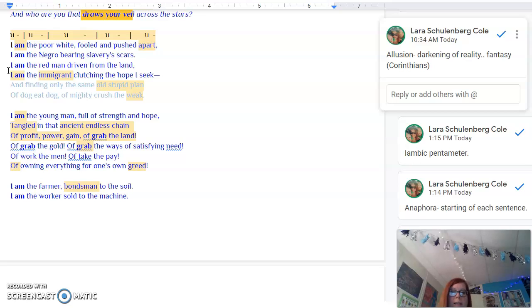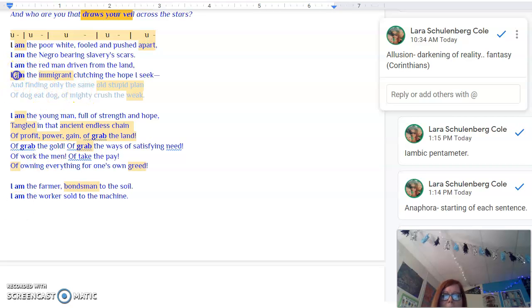So, unstressed stress. The way this would read: "I am the poor, white, fooled, and pushed apart." The "I ams" are the unstressed stress that's noted right here, that U and that dash. And notice there are five of them: 1, 2, 3, 4, and 5. That is what makes iambic pentameter. That was the first time I really noticed that. So I've gone back and looked at other lines, and it is sporadically placed throughout this poem, the use of iambic pentameter, which is a formal meter. So we've got formality in some different places in this poem.